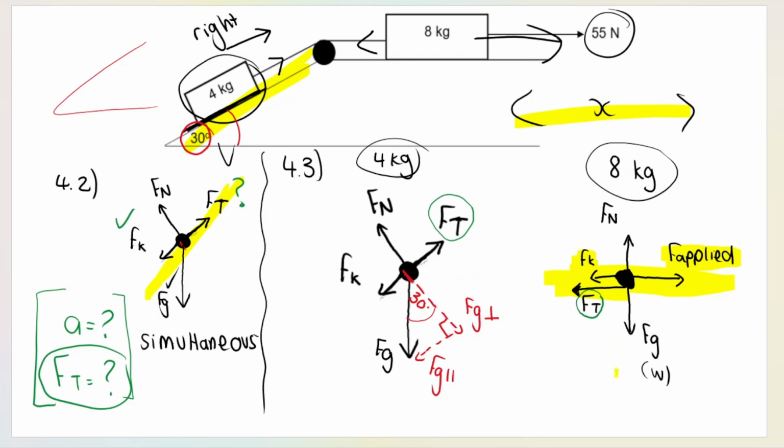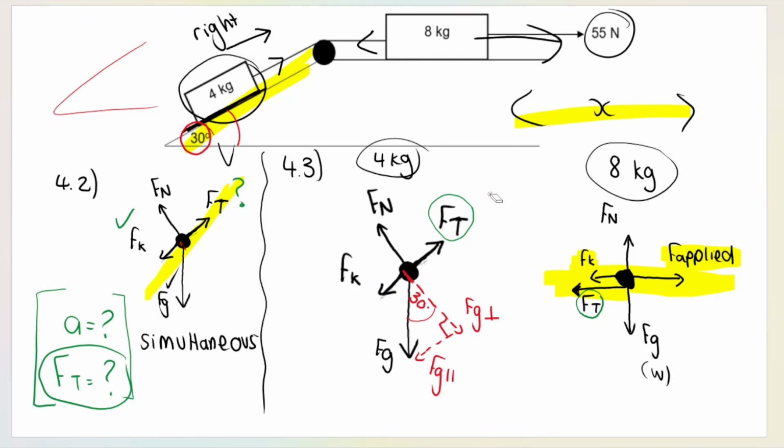Fn and Fg are acting up, down. We don't care about them in this question because I'm looking for tension. Okay, I'm looking for tension. And I also don't know acceleration. And the block is accelerating left, right. What about for the 4 kilogram block? This is a bit trickier for people. The tension is going in the parallel direction to the slope. Remember, if I had to draw the slope in, the slope would go like that. So I care about all the forces acting up, down the slope.